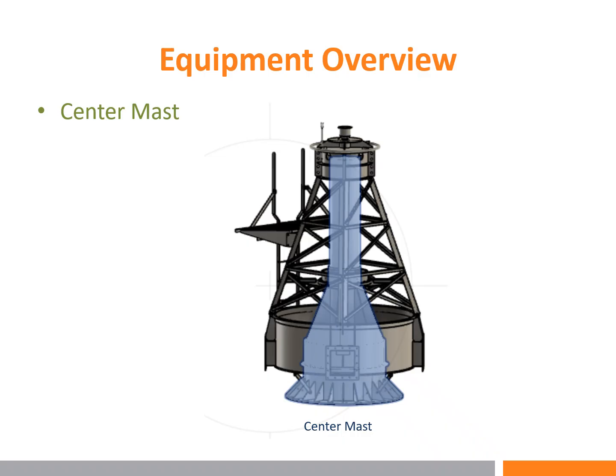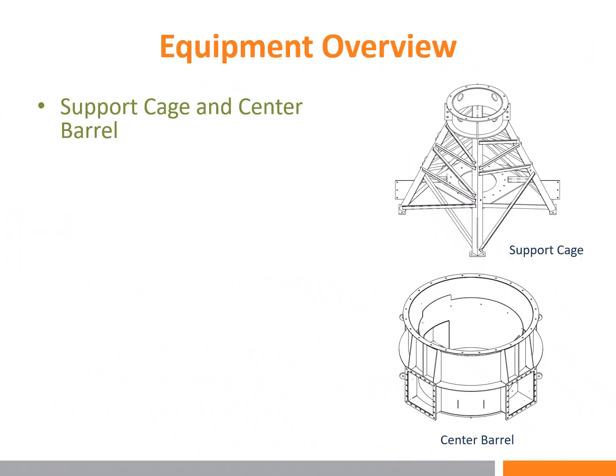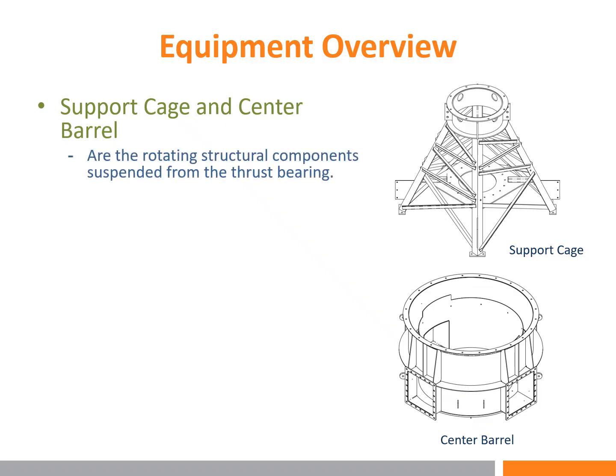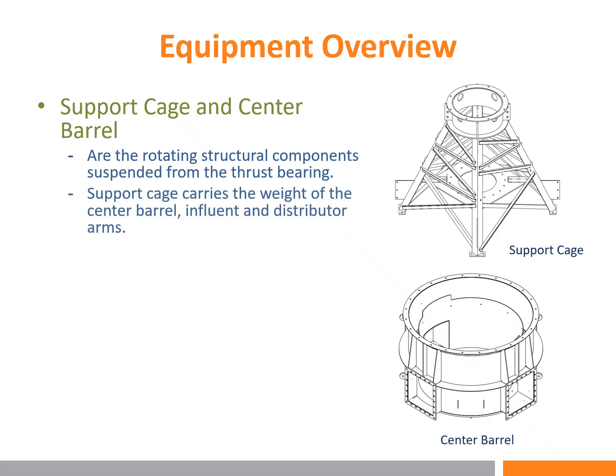In this illustration, the highlighted area shows the center mast in relationship to the center barrel and the support cage. Support cage and center barrel: these are the rotating structural components suspended from the thrust bearing. The support cage carries the weight of the center barrel, the influent wastewater, and distributor arms. This transfers any overturning loads to the stabilizing bearing, where, when assembled, the stabilizing bearing is attached to the support cage right here.